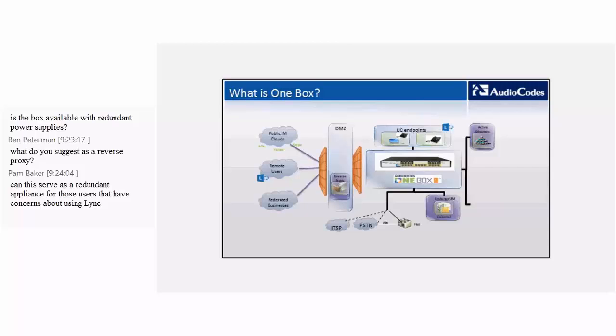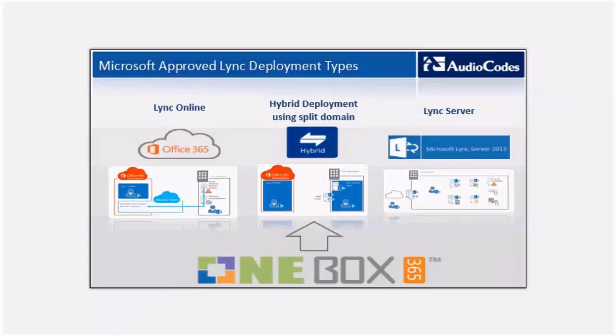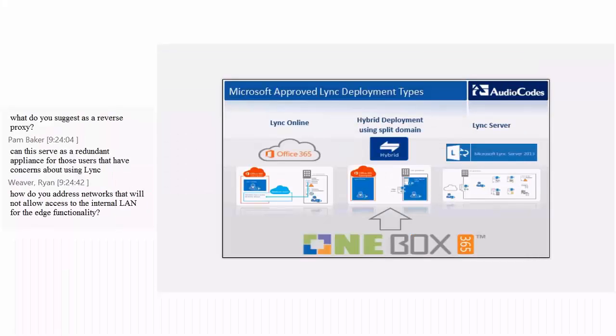So if I can describe the different models for Lync to be deployed, obviously we can. There are 3 major models. One is Lync Online. We're speaking about the Lync Server, and then there is the hybrid deployment, which combines the two of them.